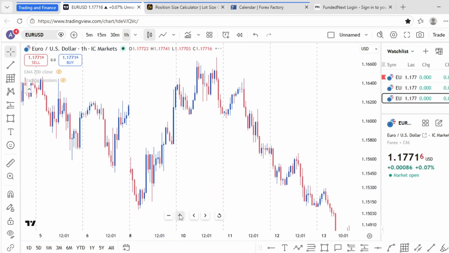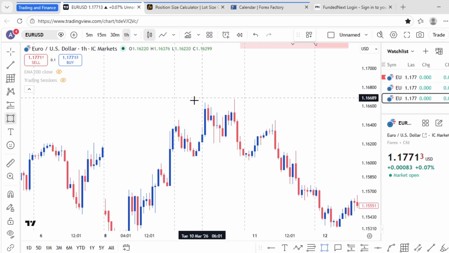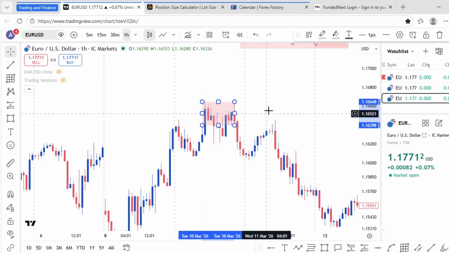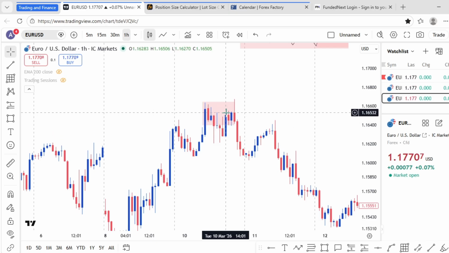Looking at this chart, this is the EUR/USD chart, and you can see that the market was accumulating from this candle to this candle. The market was accumulating. You see, we were ranging. The market was ranging.